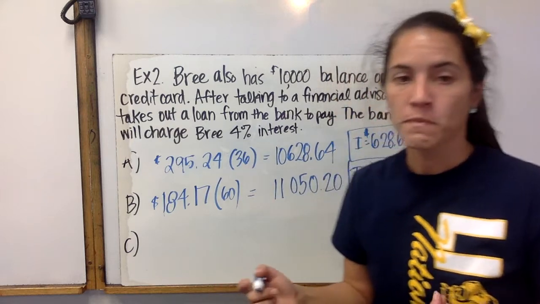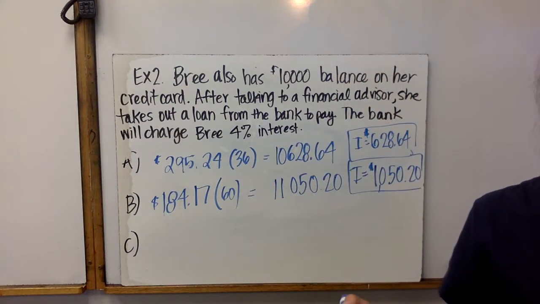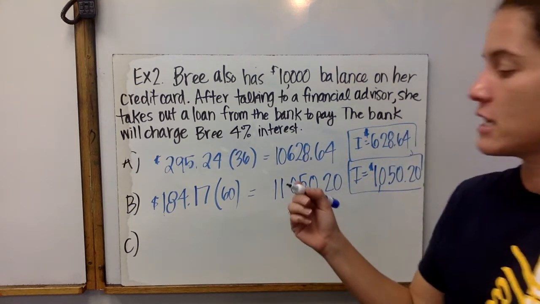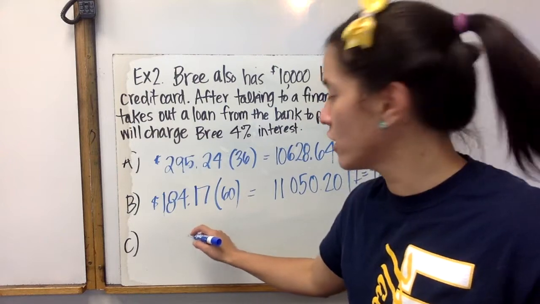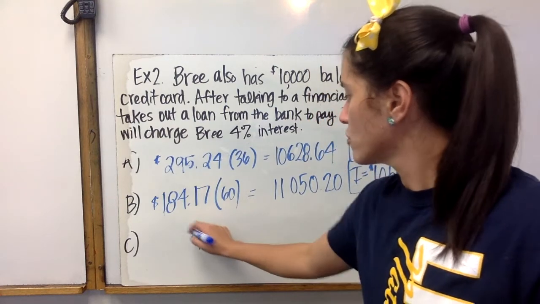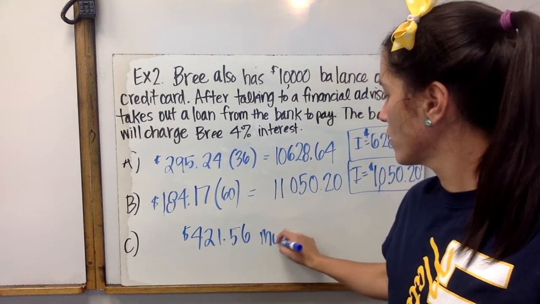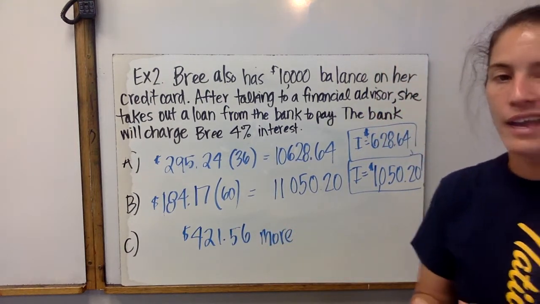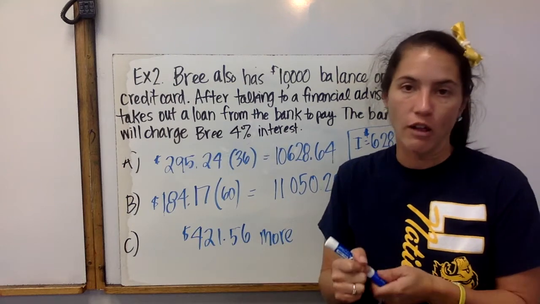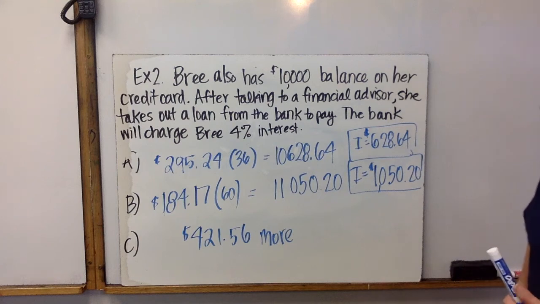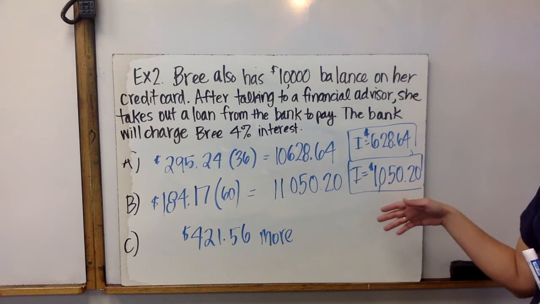So part C says, how much more did Bree have to pay when the length changed from 3 to 5 years? So again, you're going to subtract the 2, and it looks like it changed about $421.56 more. She's going to pay about $422 more if she extends her loan from 3 years to 5 years. So there you go.